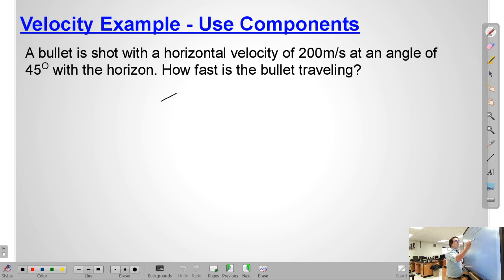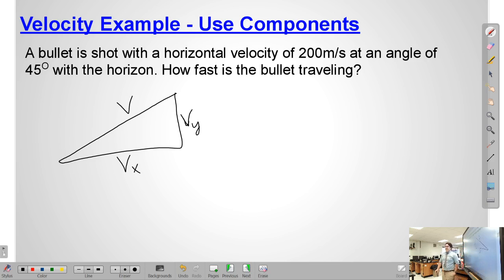Determine velocity by the direction it's going. V sub x, V sub y. Are you saying V or B? V, as in Venus.